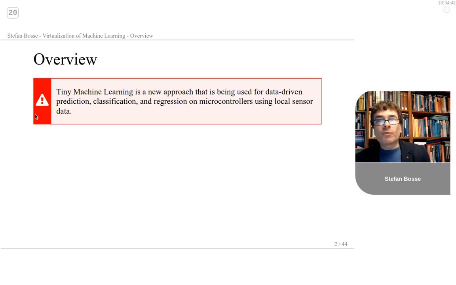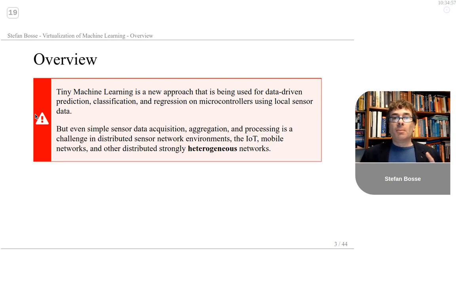I have a short overview. Tiny machine learning is a new approach that is being used for data-driven prediction, classification and regression on microcontrollers using local sensor data. But even simple sensor data acquisition, aggregation and processing is a challenge in distributed sensor network environments like the Internet of Things, mobile networks, mobile ad hoc networks and other distributed, strongly heterogeneous networks.